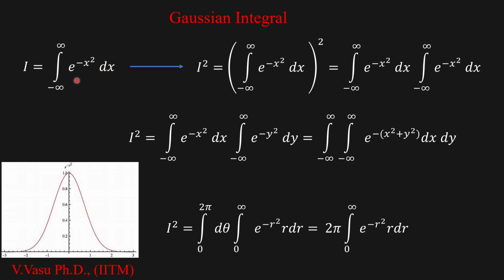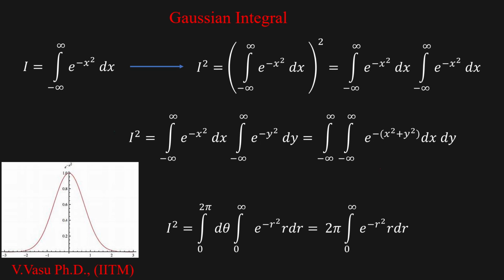This e to the power minus x squared is Gaussian in nature. Now what we are going to do is square this. If you square that integral, I squared will become the integral from minus infinity to plus infinity of e to the power minus x squared dx, whole squared. Now I am going to expand this. That is the integral from minus infinity to plus infinity of e to the power minus x squared dx, multiplied by the integral from minus infinity to plus infinity of e to the power minus x squared dx.